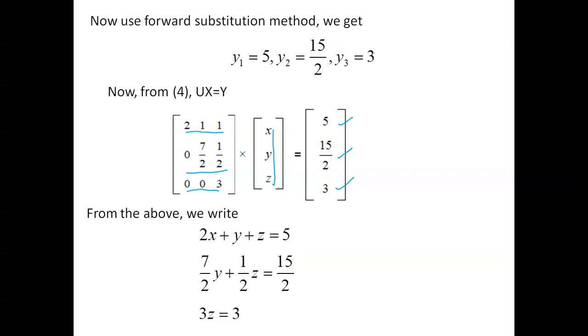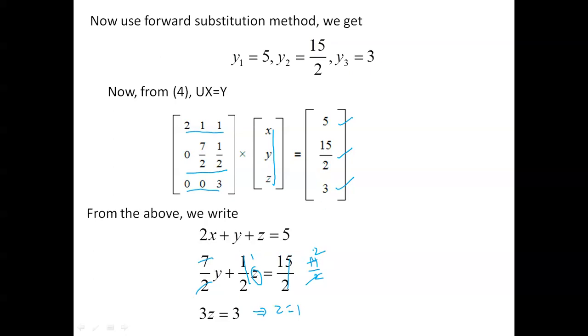So from here, solving by backward substitution, z equal to 1. Now substituting z equal to 1 here, we get 7 by 2 y equal to 15 by 2 minus 1 by 2, that is 14 by 2. So the 2s cancel, 7 y equal to 14, so y equal to 2.